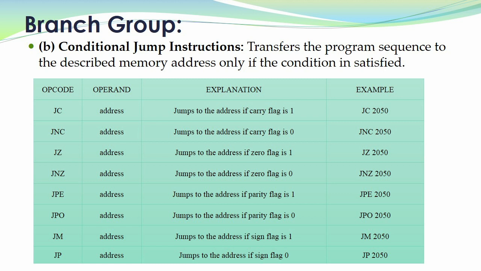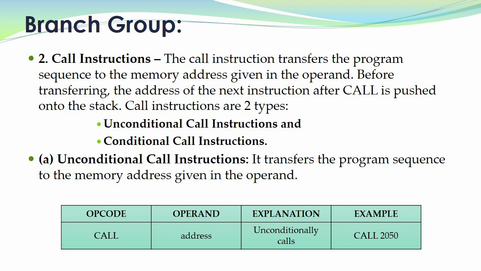All conditional jump instructions in 8085 are 3-byte instructions. The second byte specifies the low order memory address and the third byte specifies the high order memory address. The following instructions transfer the program sequence to the memory location specified. The second branching instruction is the call instruction.